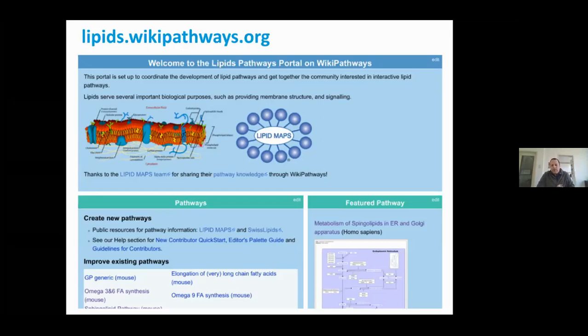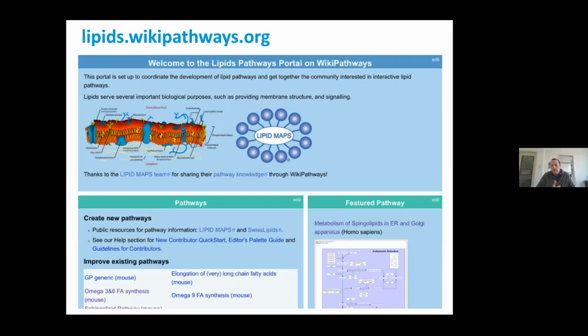Some time ago, Denise started drawing a number of pathways in collaboration with Egon. Well, actually, he drew a number of pathways, and Denise continued that work. And we have a good number of lipid pathways already here. I just realized this is actually a screenshot from the lipid portal from some time ago, and the EpiLipidNet logo is not there yet, but on the website it is.